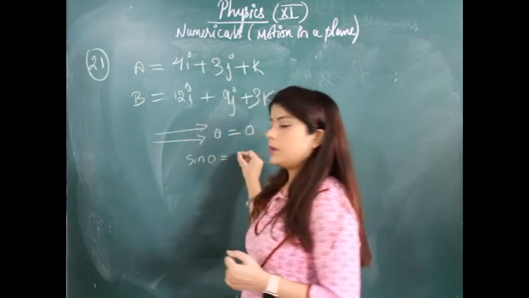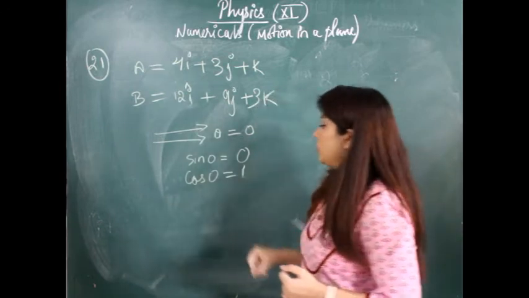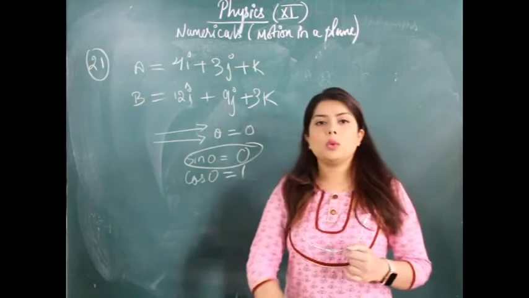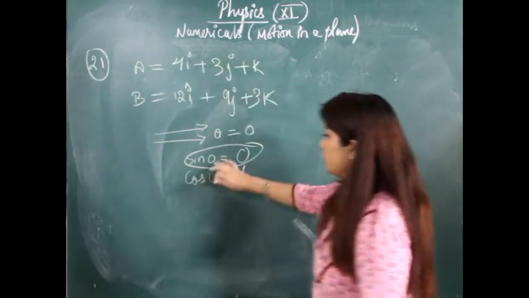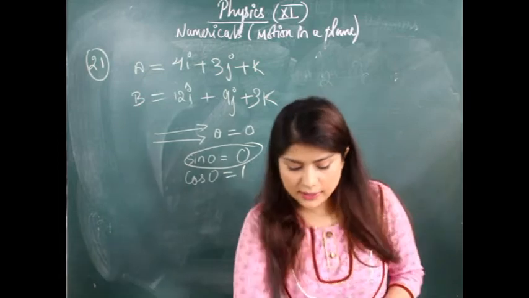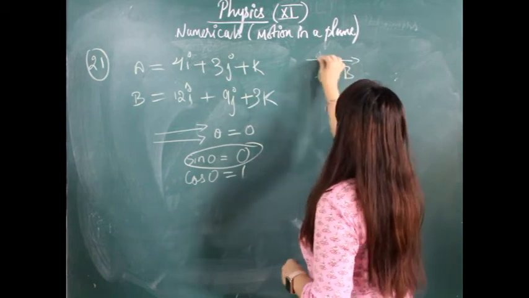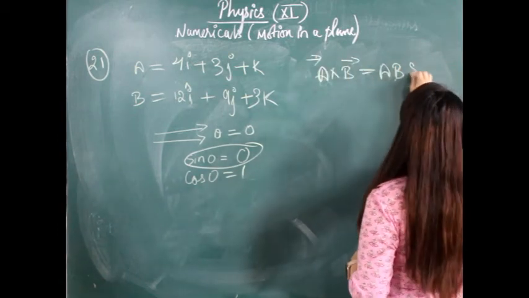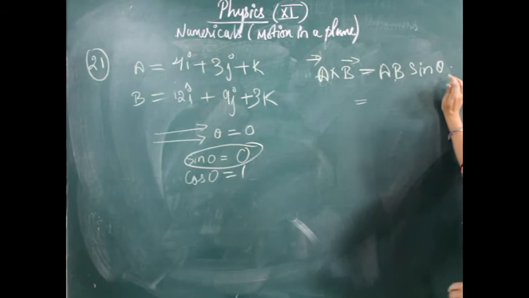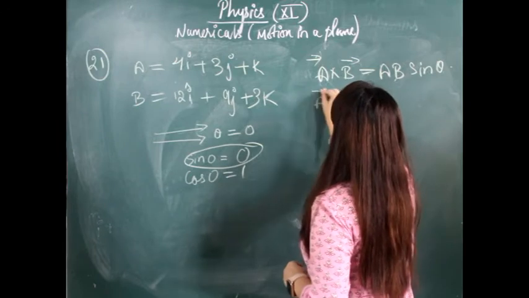Which theta is 0? Sin 0 is 0, cos 0 is 1. So which factor is 0? Sin 0 is 0, so we will use the one with sin theta. So when you have to prove this, which gives sin theta? Cross or dot product? Cross product gives sin theta. So A cross B is actually AB sin theta. If they are parallel, theta will be 0, which means this part will be 0. A cross B is equals to 0.